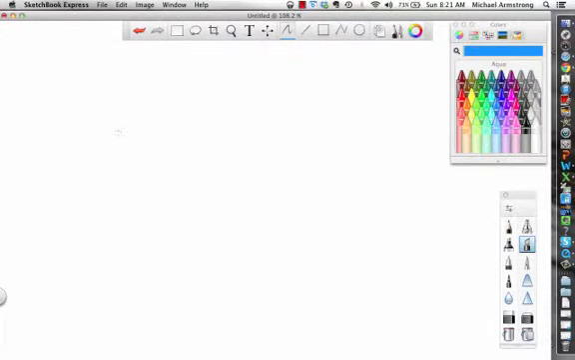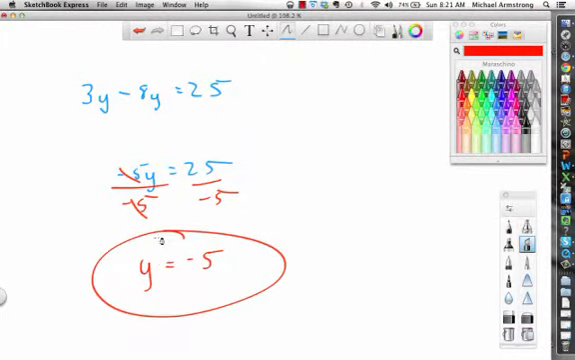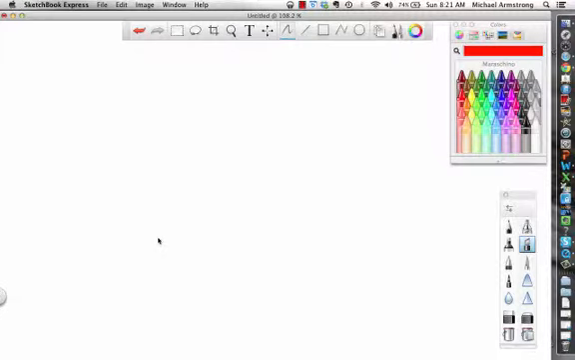So sometimes we have to do that on problems. We'll have, this is a simple one, 3y minus 8y is 25. So I combine those. 3 minus 8 is negative 5y equals 25. And then I undo everything, divide both sides by a negative 5 because I want the y left alone. So that leaves me with just y. And 25 divided by negative 5 is negative 5, because negative 5 times negative 5 is positive 25. Now that's a simple one. They get a lot more complicated.